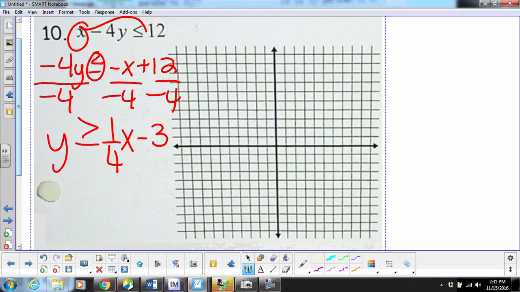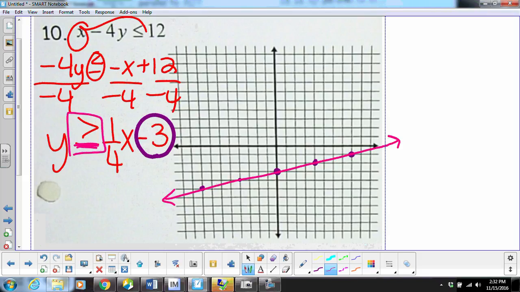So whenever I start to graph, I start at my y-intercept, which is my negative 3. And then I have a positive 1/4 slope. So I'm going to go up 1 and right 4. Up 1, right 4, or down 1, left 4. Looking at our sign right here, it has the line underneath, so we're going to draw a solid line through my points.